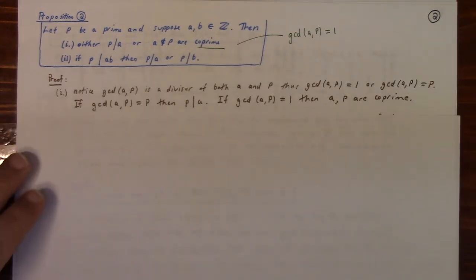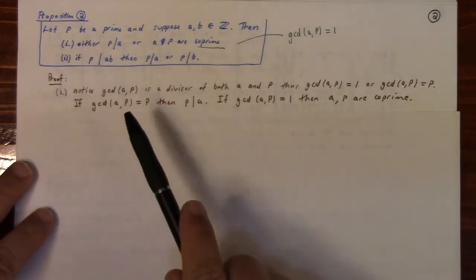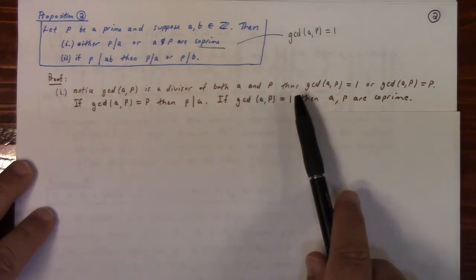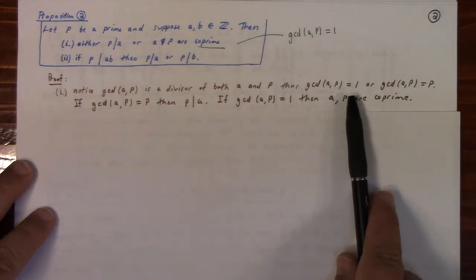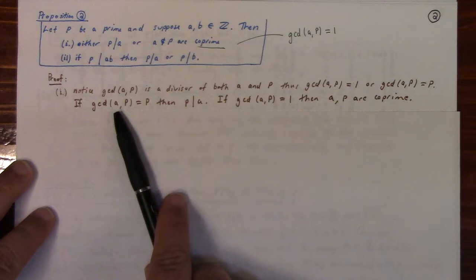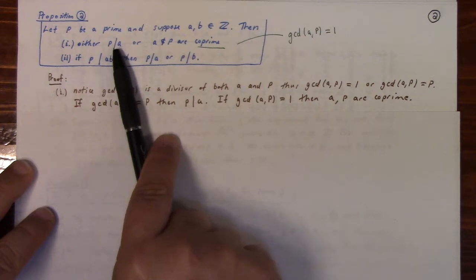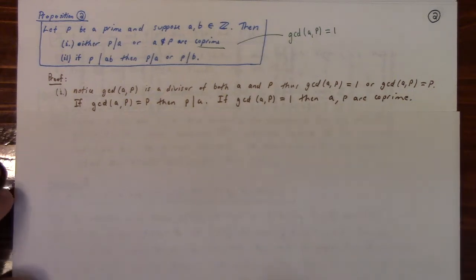So here's the proof. First of all, notice that the GCD of A and P is a divisor of both A and P, right? So what's that mean? That means, well, if you get a divisor of a prime, it's either 1 or P, right? If it's equal to P, then that means P is a divisor of A, right? There's one possibility. And if the GCD is 1, that means A and P are coprime. So there you go. That's the proof of part 1. It's almost a corollary to the definition, honestly.